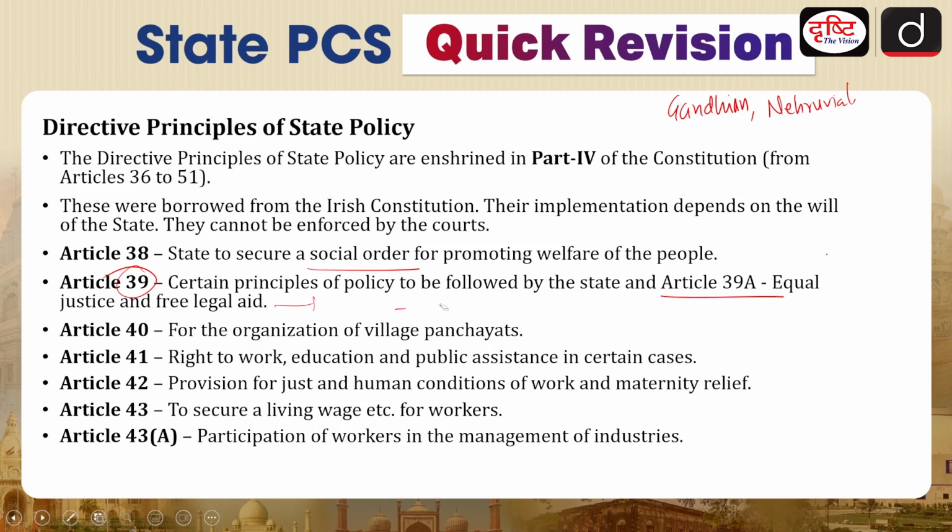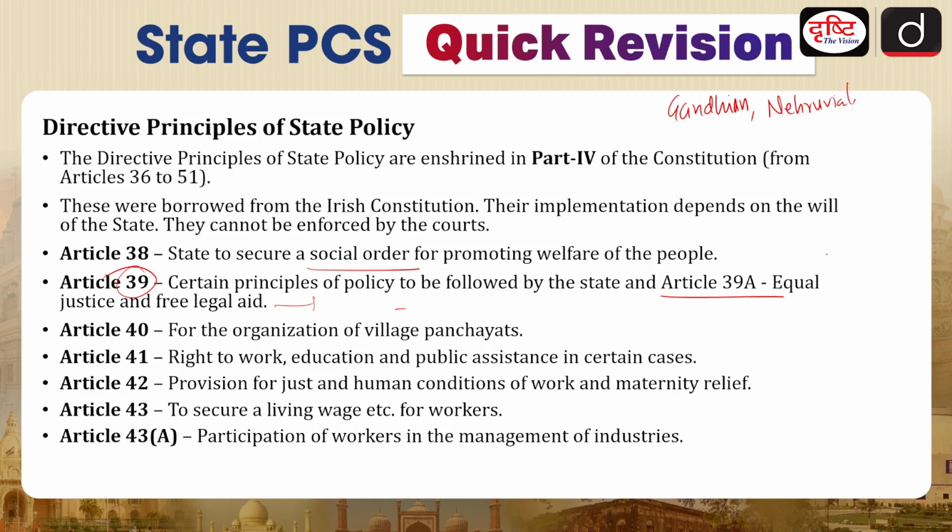Moving further, Article 40 is talking about the organization of village panchayats. Article 41 is talking about the right to work, education, and public assistance in certain cases. Article 42 is talking about just and humane conditions for work and maternity relief, etc. Article 43 is talking about securing a living wage, or equal wage, for workers. Then Article 43A is talking about the participation of workers in management.